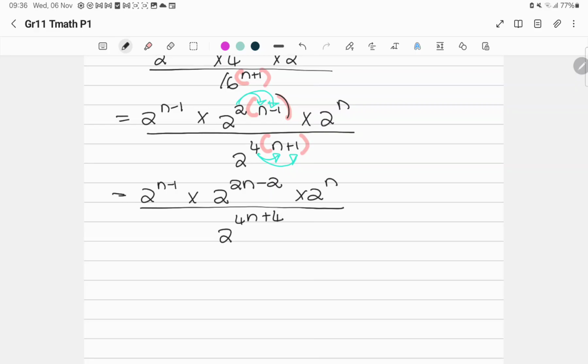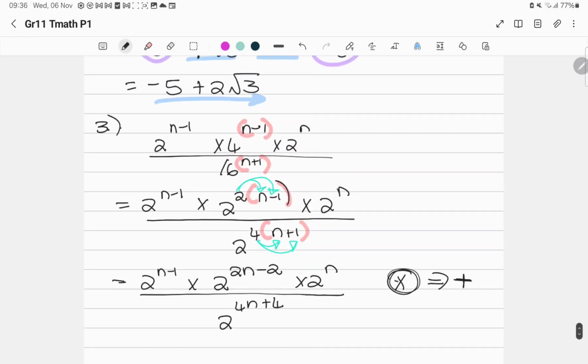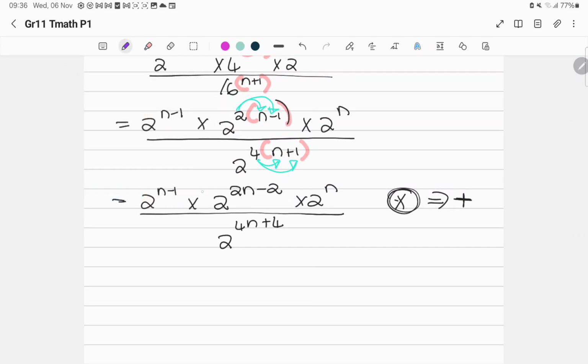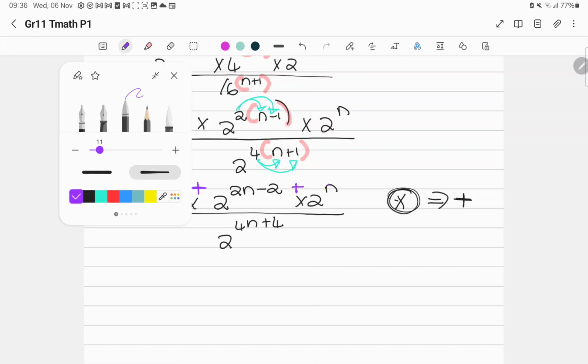Now remember, what comes first? I need to now figure out my multiplication. And what do my exponents do when I multiply? They add. So basically, I'm now going to add all of these terms together. So I'm going to say n minus 1 plus 2n minus 2 plus n.